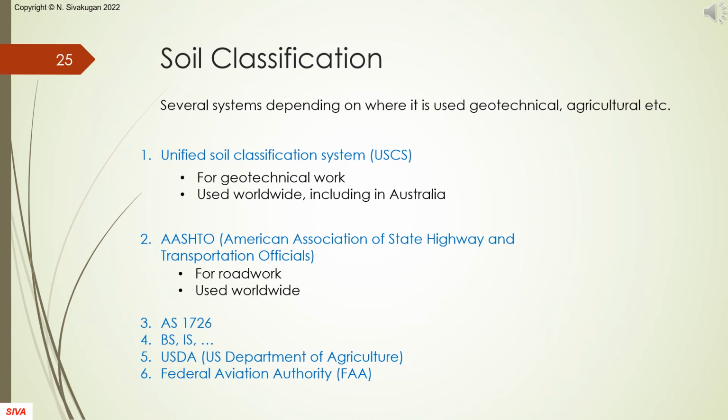We have a few different ways to classify soils, such as USCS, AASHTO and some country-specific ones. USCS is the most used worldwide for geotechnical work. AASHTO is mainly for road work.